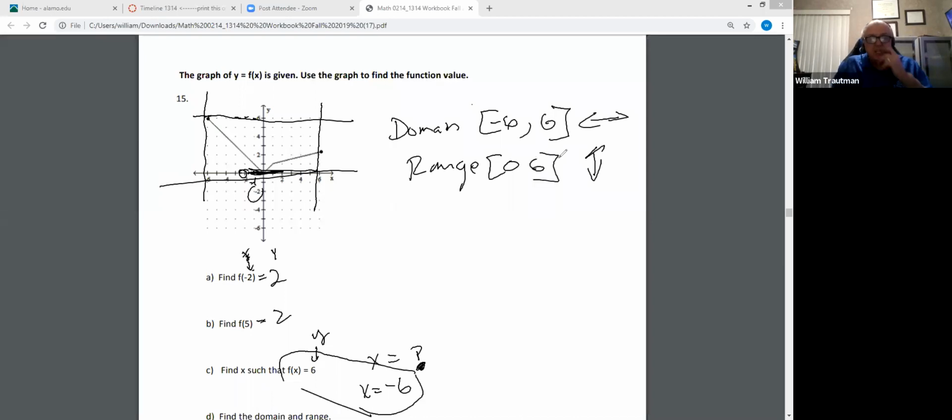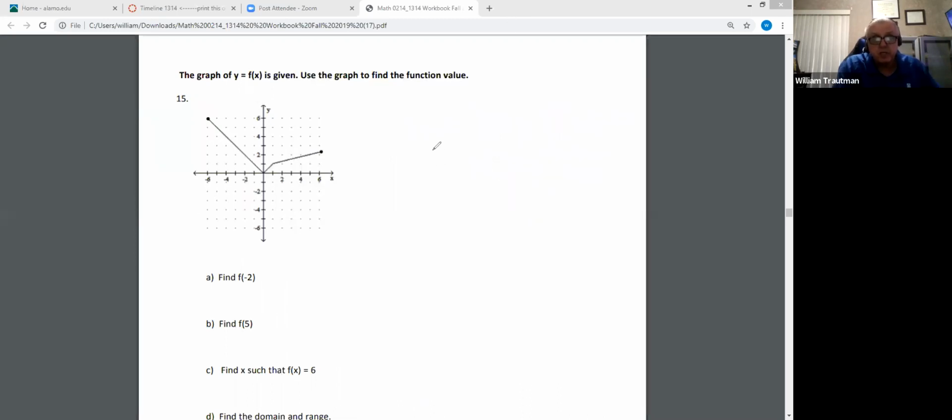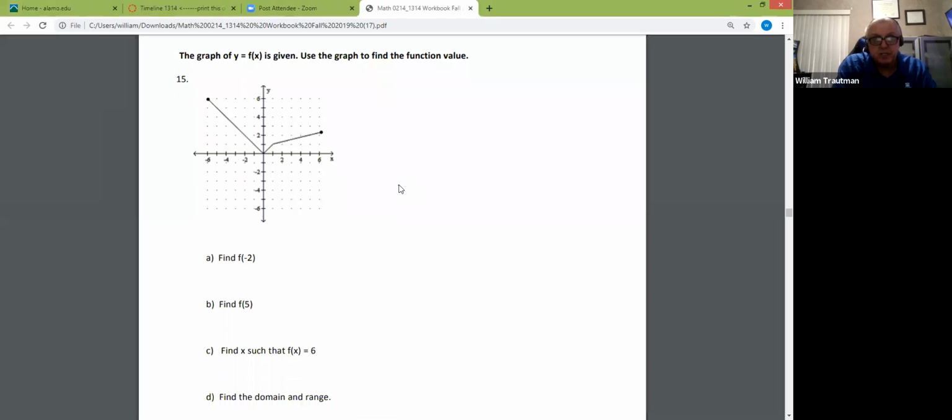So that's the domain and range. The domain is the farthest left and the farthest right of our graph, from right here and right here. The range is the lowest part of the graph and the highest part of the graph. All righty.